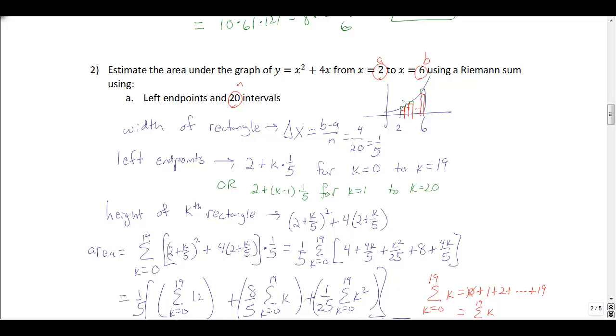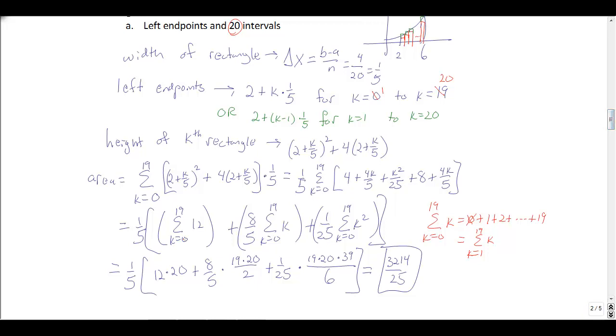Really, what's going to change here is that our left endpoints are going to change to right endpoints. All that's really going to change is we're going to get the 2 plus k times 1/5, or 2 plus k over 5. But now the right endpoint, we want to start with 2 plus 1/5. So the first one we actually want to be k equals 1, and that last one to be 20. So you can just shift those over here. There's an alternative formula you could use here as well, but I think this makes more sense. 2 plus k over 5 for k equals 1 to 20. Essentially all that's going to do is change this from 1 to 20, this from 1 to 20, this from 1 to 20.